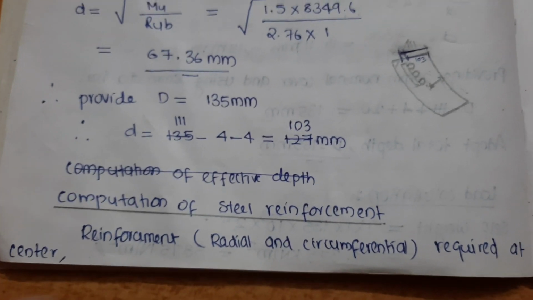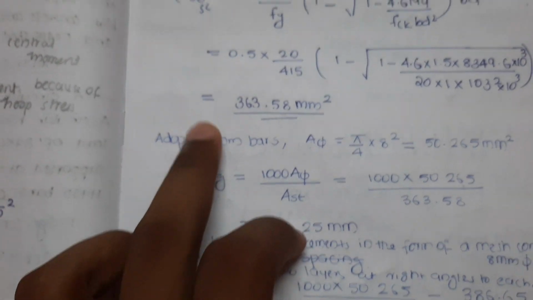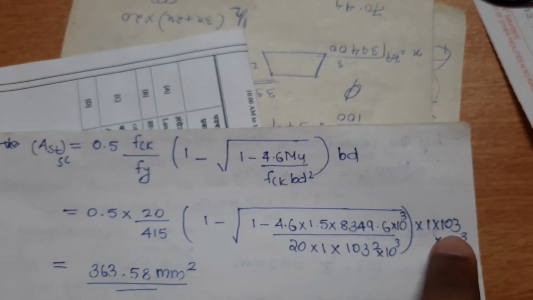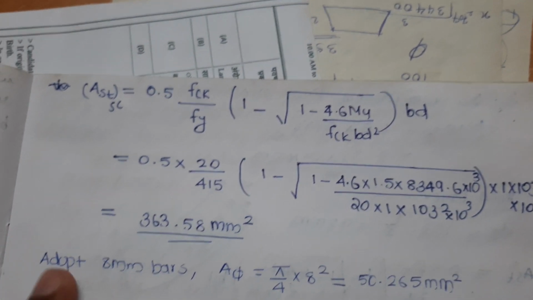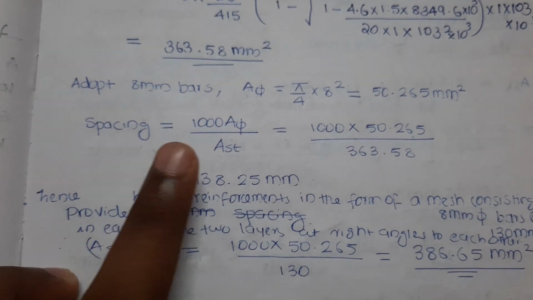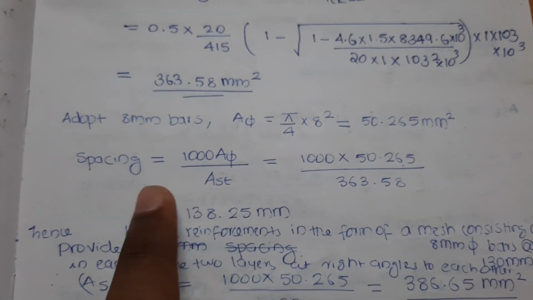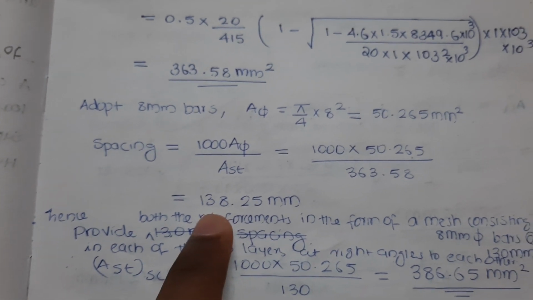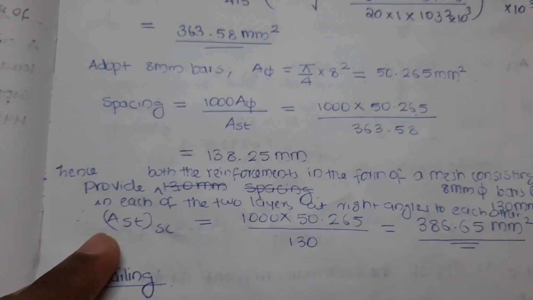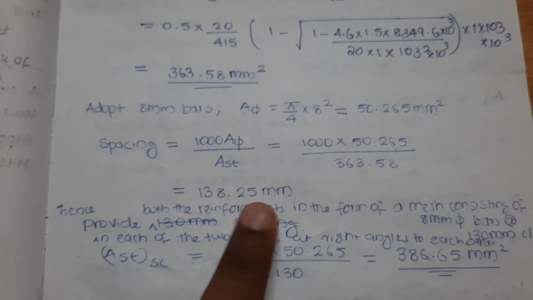So after getting that, we have to compute the area of steel reinforcement in radial direction. We know this equation, by substituting the value of d as 103, we will get the Ast value. And we can find out the spacing also. We are providing 8 mm bars. So Aφ you can calculate. From that, spacing can be found out as 138.25 mm. So we are taking spacing as 130 mm.